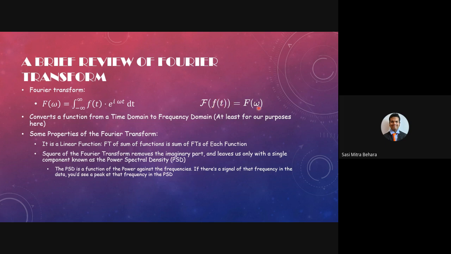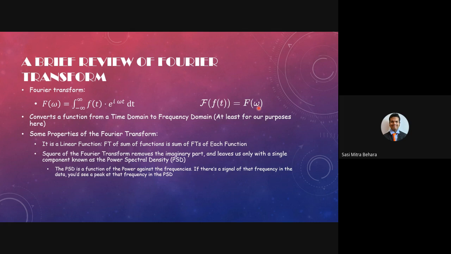Now, some properties of the Fourier transform that will be helpful for us. First, it's a linear function. When we say a linear function, we just mean that the Fourier transform of the sum of two functions is the same as the sum of the individual Fourier transforms of each function.